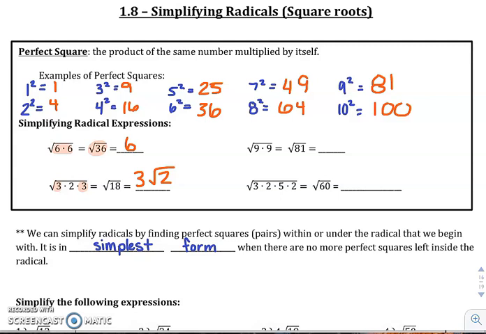Similarly, the square root of 9 times 9 would be the square root of 81. The square root of 81 is 9.